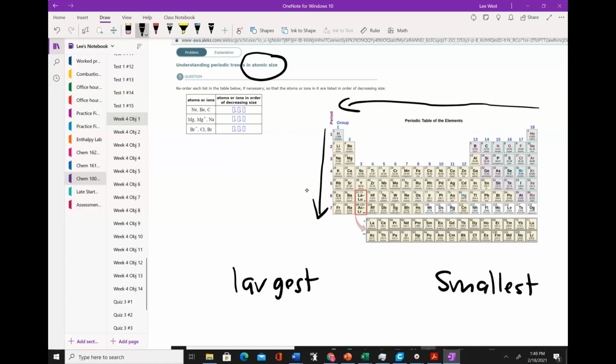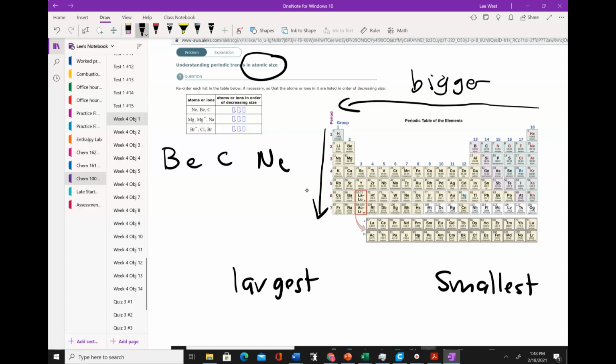So the three elements that we have are neon, beryllium, and carbon. And what we realize is that they are all in the same period. So all we have to think about is that they're going to get smaller as we head to the right, which means they get bigger as we head to the left. So we're just going to put them in order, from left to right. So it's going to be beryllium, carbon, neon. So not too bad. Okay, let's move on to the next series of three.